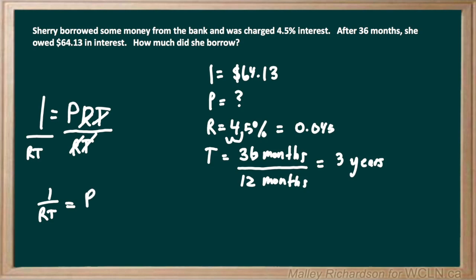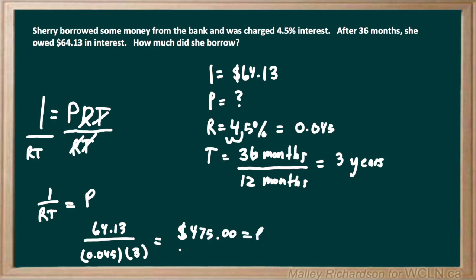Now that we're solving for P, we can plug in what we know. We know that I is $64.13 divided by R, which is 0.045, and then multiplied by T, which is 3 years. $64.13 divided by 0.045 times 3 gives us the same answer of $475 as P. So either method gets us the exact same answer, so use whatever method you prefer.